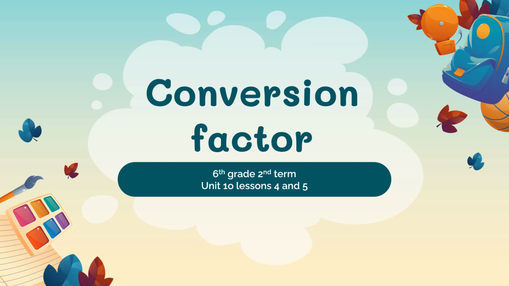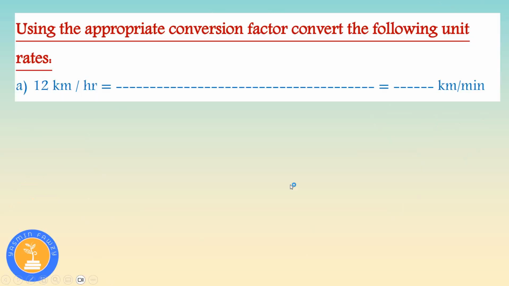Today's lesson is about something called conversion factor. Let's start. Bismillah. If I want to convert this unit to this unit, what I have here is 12 kilometer per hour. What does it mean? It means I have a car or something. It moves at a speed of 12 kilometer in 1 hour. It means again that in 1 hour, this car will move 12 kilometer.